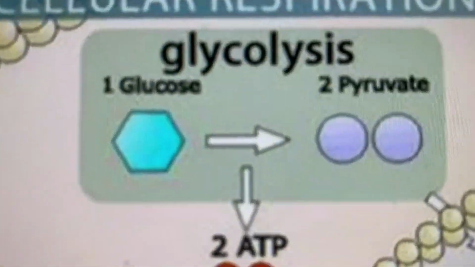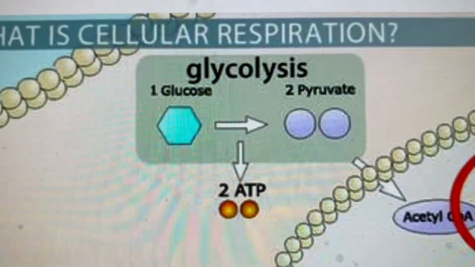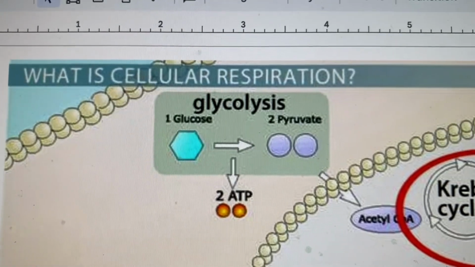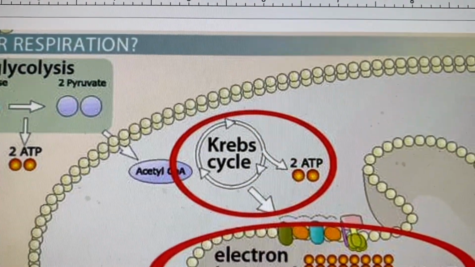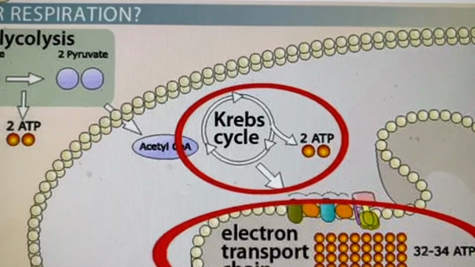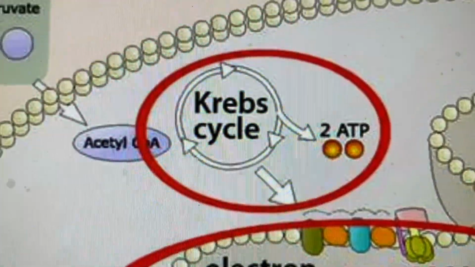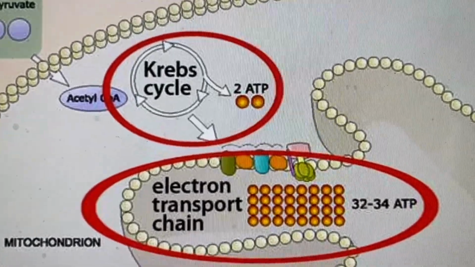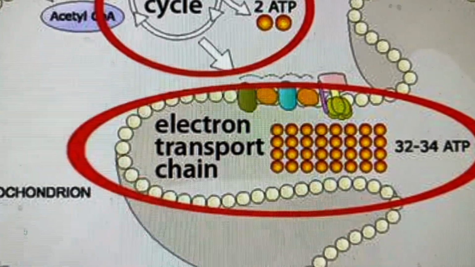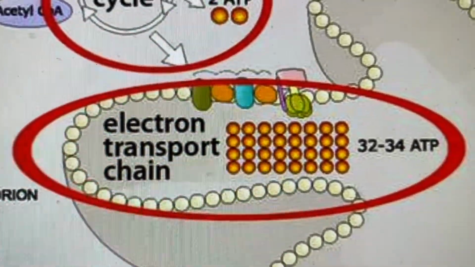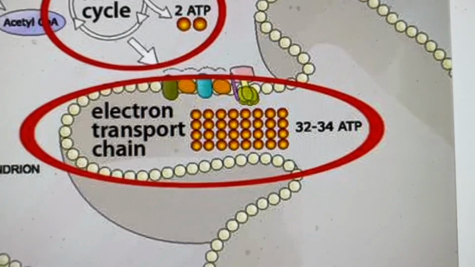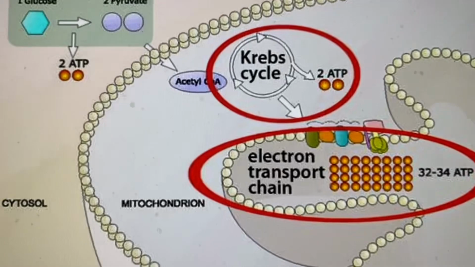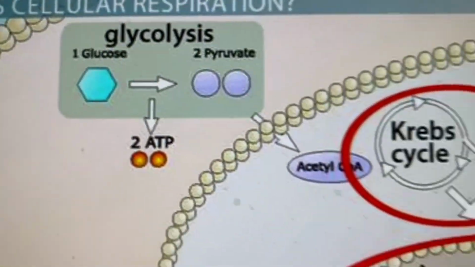The first step is called glycolysis, where you get 2 ATP. You basically snap the glucose in half. Then you take the remains of that glucose, the pyruvates, and put them into the mitochondrion, into what's called the Krebs cycle, and you get 2 more ATP. And then here's where the big money hits. You take the products of that and put them into the inner membrane of the mitochondrion, and you get what's called the ETC, or electron transport chain, and you get 32 to 34 ATP. So you can get anywhere from like 36 to 38 ATP if you do all 3 steps of cellular respiration.